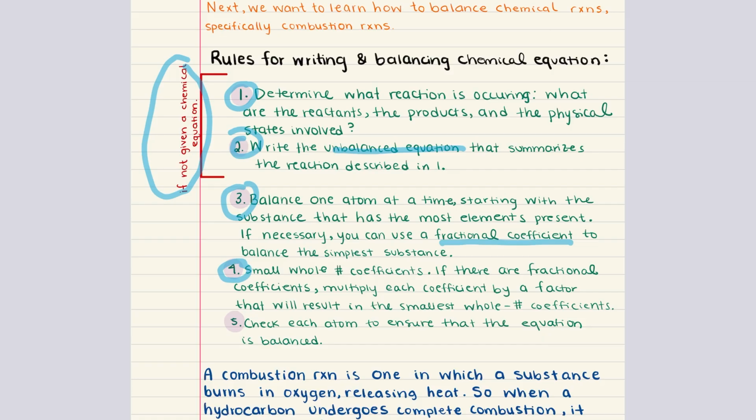So if you had used any fractional coefficients in step 3 to help you balance the chemical equation, it's now time to get rid of that. To get rid of those fractional coefficients, you want to multiply all of the coefficients by the same factor that eliminates fractions while keeping the equation balanced. Finally, you want to double check that all of the atoms are balanced. So count the number of atoms of each element in the reactants and products to confirm that they are equal.